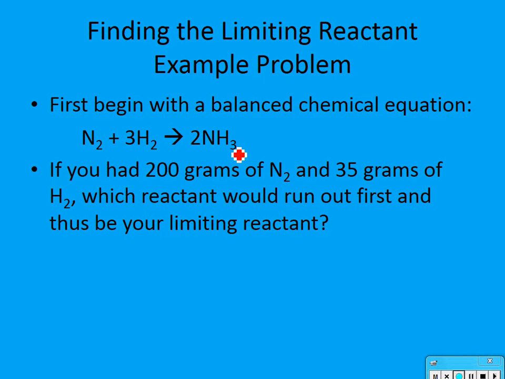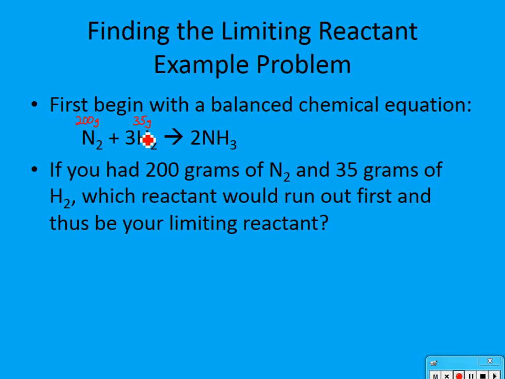Yeah, it's balanced. So it says if you had 200 grams of nitrogen and 35 grams of H2, which reactant would run out first and thus be your limiting reactant? Okay, so let's go back. 200 grams of nitrogen, so I'm starting with 200 grams of this, and 35 grams of hydrogen. You cannot just look at the mass here and say, oh, this one's 200, so there's going to be a lot of that, and this one's 35, there's not going to be very much, so hydrogen is going to be your limiting reactant.